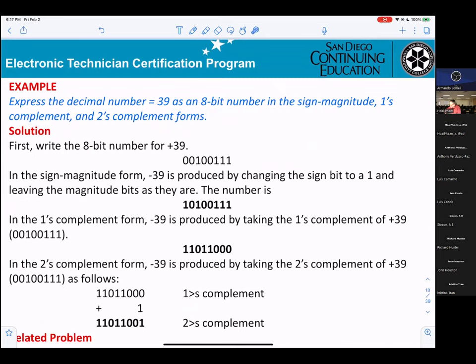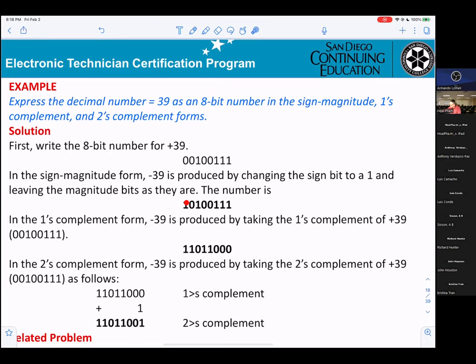In this example, express decimal number 39 as an 8 bit number in the sign magnitude, first complement, and second complement forms. So now you can see the solution. First, write the 8 bit number for 39. In the sign magnitude form, minus 39 is produced by changing the sign bit to a 1 and leaving the magnitude bits as they are. That means this will be 1 0 1 0 0 1 1 1. The leftmost bit you change from 0 to 1, telling you it is negative.